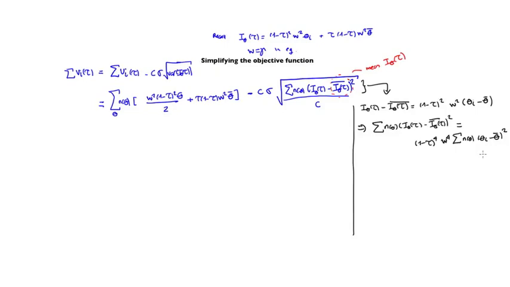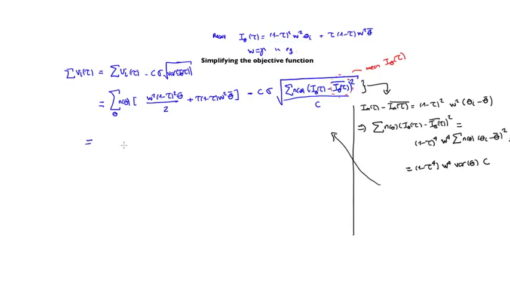And if we divide this by z, and if we multiply this by c and divide it by c, then we get that this is equal to (1 minus tau) to the fourth, w to the fourth, the variance of theta times c. Now we can go back and replug and do some simplification.